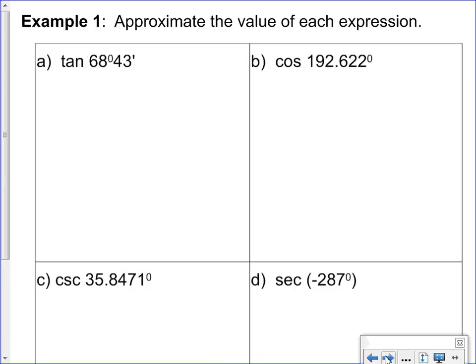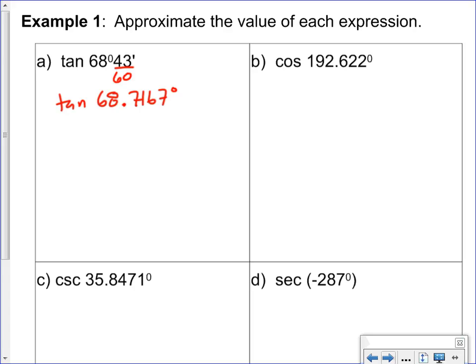Here we go. Again, all of these degrees are not on your unit circle. 10, 68, 43. First of all, you got to change that to decimals. How do you change 43 minutes to decimals? Divide by 60. So if you divide that by 60, then this is just tan of 68 point. Give me 4 decimal places. 7167-ish. 666, so we round up to 67. Do we agree?